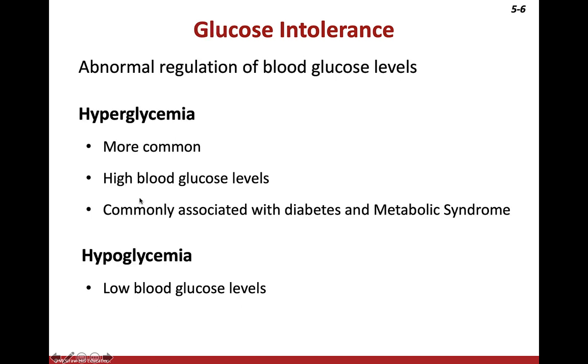Now, when we look at glucose intolerance, really what we have here is an abnormal regulation of blood glucose levels. And typically we're going to see two different types. One is going to be hyperglycemia, and that's the most common. We're looking at individuals that have high blood glucose levels, and this is especially noted with individuals that have diabetes mellitus and metabolic syndrome. At the opposite end of the spectrum is going to be hypoglycemia, and this is a low blood glucose level.